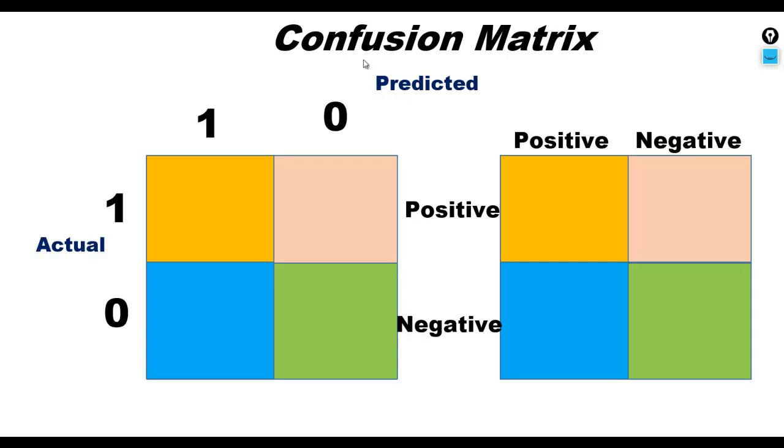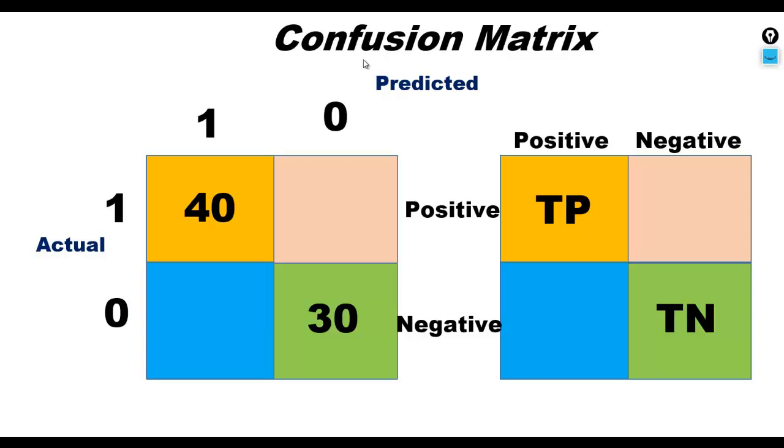So out of the 50 positive samples, 40 are correctly predicted as positive. These are actually positive. So they are called true positives. Out of the 50 negative samples, 30 are correctly predicted as negative. These are actually negative. So they are called true negatives.